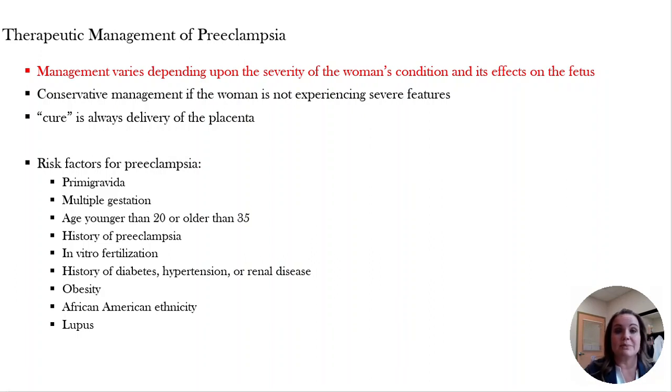So for preeclampsia specifically, so not just hypertensive disorders as a whole, but specifically preeclampsia, your risk factors are first baby, age younger than 20 or older than 35, so too young, too old, primigravida, so first baby, multiple gestation, so twins, triplets, in vitro fertilization is a risk factor, obesity, African American ethnicity, and first pregnancy with a different dad also actually is a risk factor.